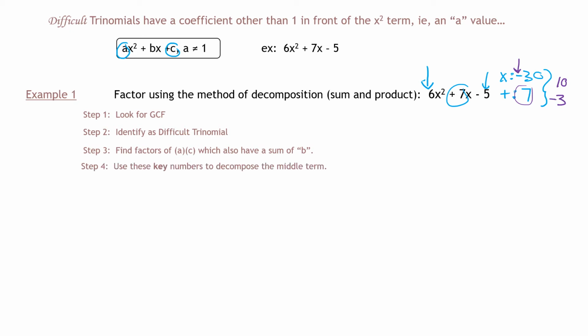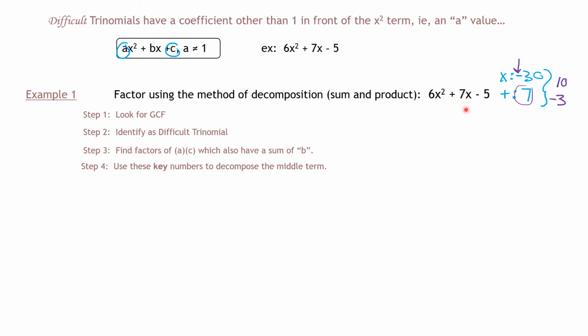We use these key numbers to decompose the middle term. And decompose, again, if you are doing this with the crisscross method, or when I was in high school, I kind of did it with trial and error. We didn't do decomposition. But I'm going to go through decomposition because it's methodical. It's kind of an algorithm. We want to decompose the middle term. The middle term is a 7x.